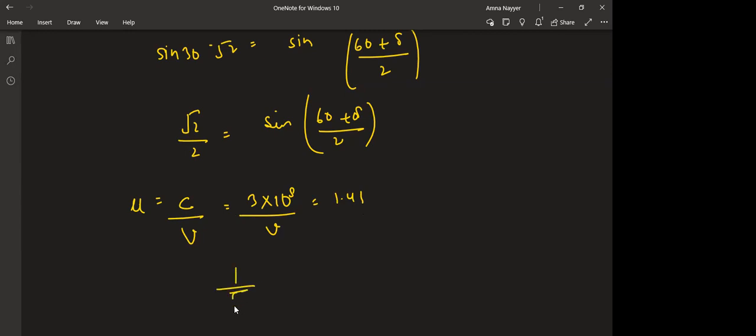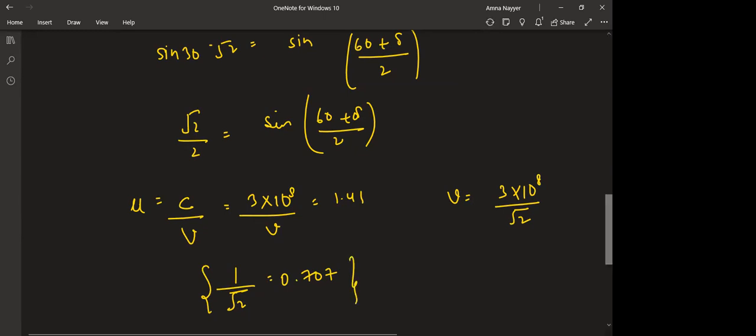And class, whenever you have 1 by root 2, like here the velocity will be 3 into 10 to the power 8 divided by root 2. So just remember the value of 1 by root 2. This is always equal to 0.707. So directly you can multiply these two and you get the value. Whenever 1 by root 2 is given, use that. All right, note it down then.